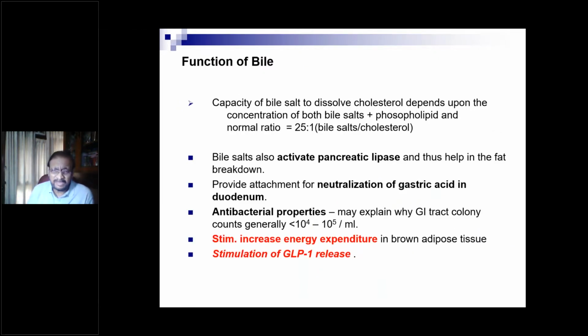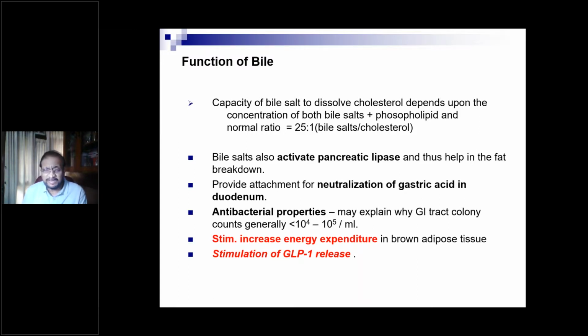What else is the function of bile? Number one, we already said dissolving the cholesterol, and the ratio is to be remembered. The bile salt to cholesterol ratio should be 25:1. Anything less than that, precipitation of cholesterol. Why? Because the micelle formation is defective.